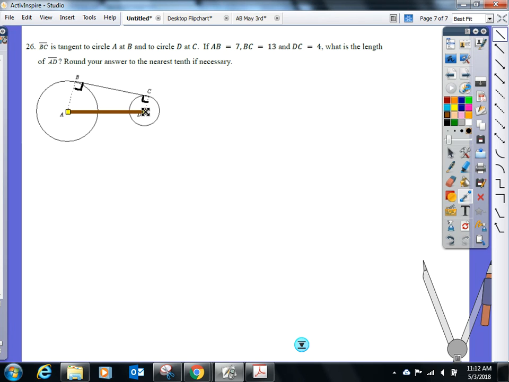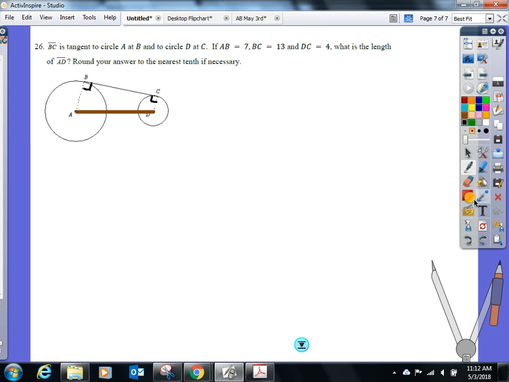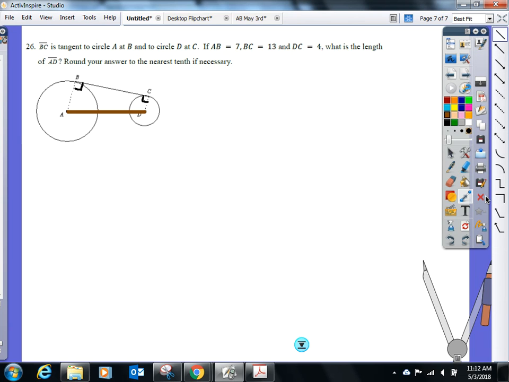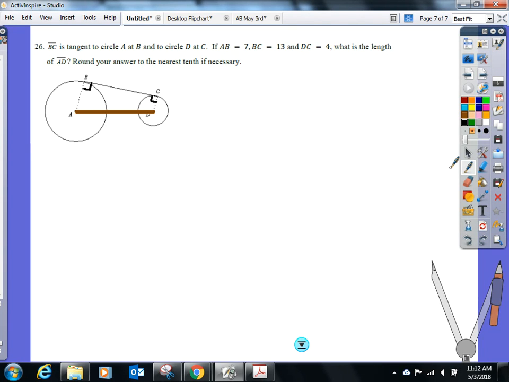is that a rectangle? No, because these are not right angles down here. I have no idea what type of angles they are. But I can make it into a rectangle. Everyone, oh, I better label some. AB is 7, BC is 13, and CD is 4. So here's how I'm going to make the rectangle.